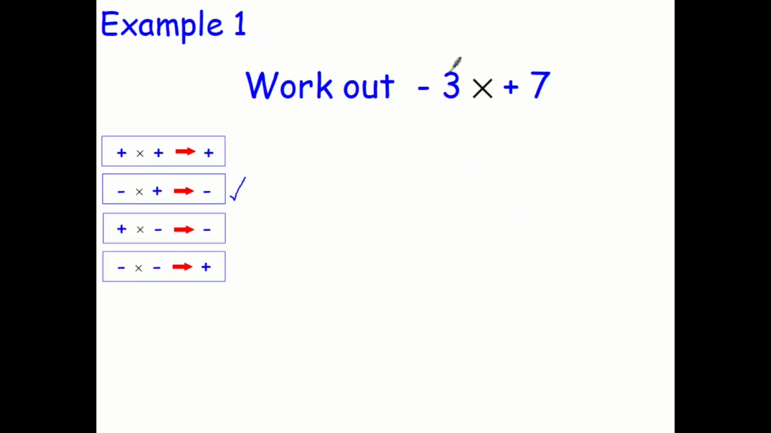So here I'm just going to do 3 multiplied by 7 because I know my answer's got to be negative. Because I've got -3 multiplied by +7, I'm just going to do 3 times 7 and then apply the fact that the answer here is negative. So 3 multiplied by 7 is 21. And because I have got a negative multiplied by a positive, I know my answer is going to be negative. So my answer is -21.